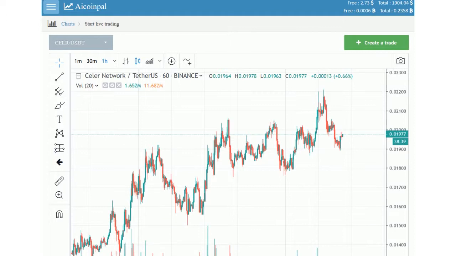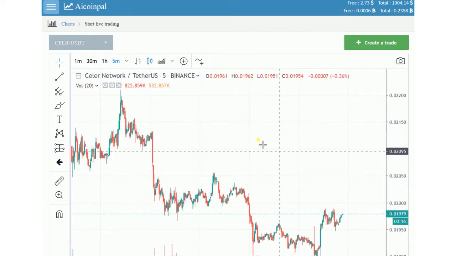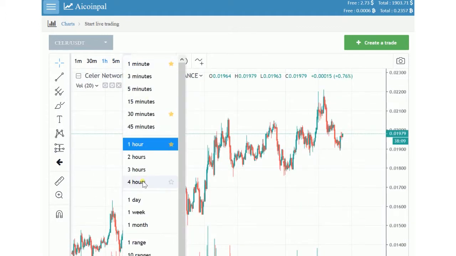Now in this video we'll go through how you can detect a support and resistance area and how you can set up a trade according to that area. Right now we're looking at a 1 hour chart, although these support and resistance areas apply to 5 minute charts, 1 hour charts, and 4 hour charts as well. We'll be looking at the 1 hour chart at the moment.